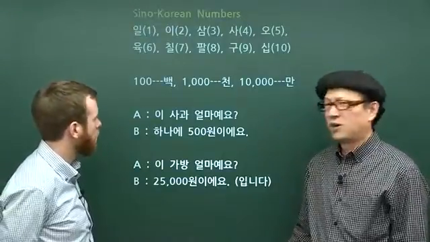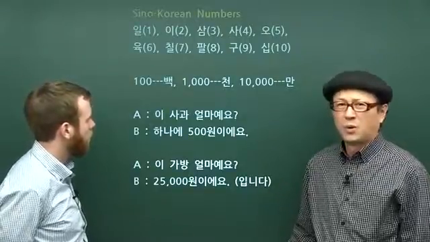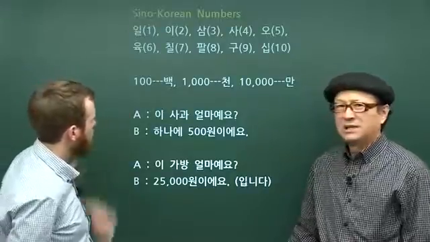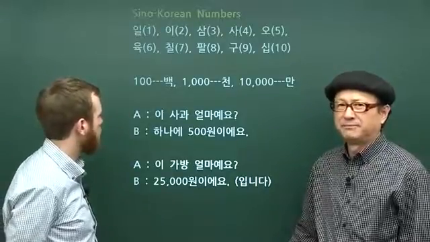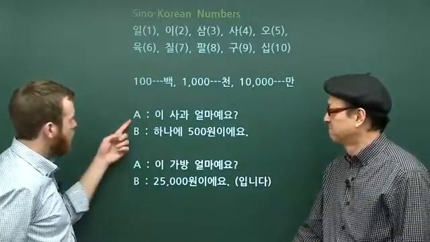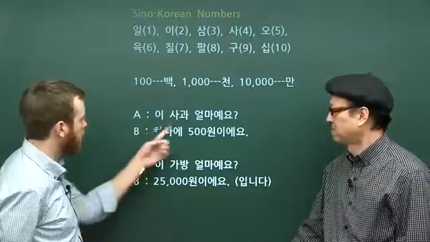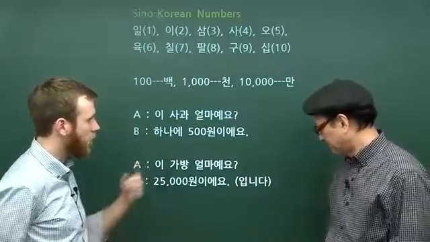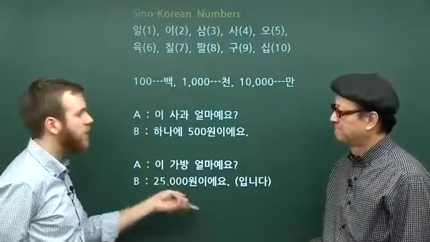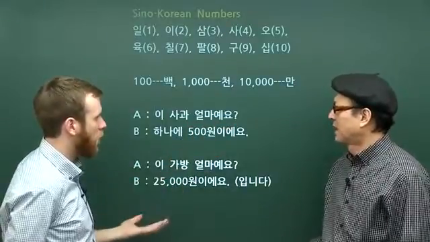이 사과 얼마예요? Okay. 하나에 500원이에요. Okay. One more time. 이 사과 얼마예요? 하나에 500원이에요. Okay. So A says, how much is this apple? Or how much would this apple be? So 사과 is apple. 이 is kind of 'this'. So if I'm holding the apple or I'm pointing at the apple, I say, how much is this apple? Okay. So 얼마예요 means how much?